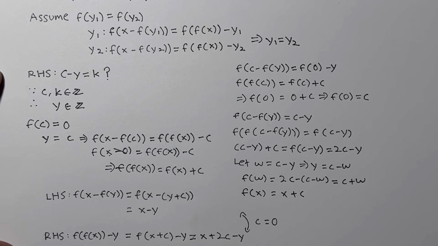So the conclusion is, since c equals 0, the only possible function is f of x equals x plus 0, which just equals x. So the one and only function that satisfies the condition is the identity function f of x equals x. And that is the answer to this problem.